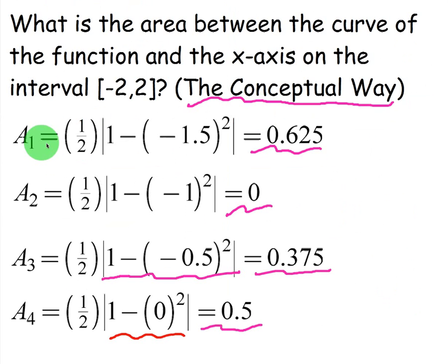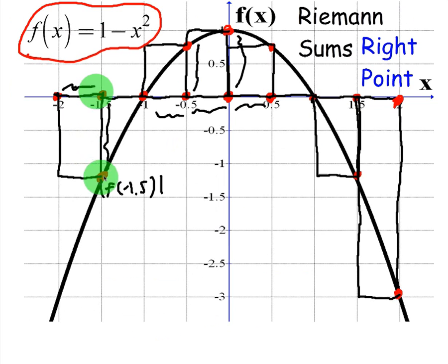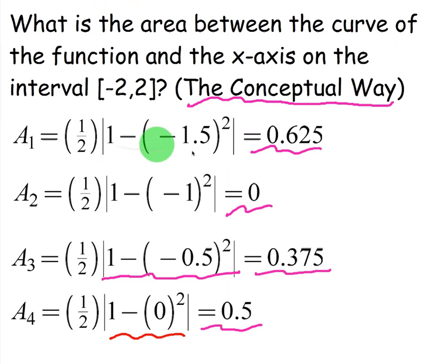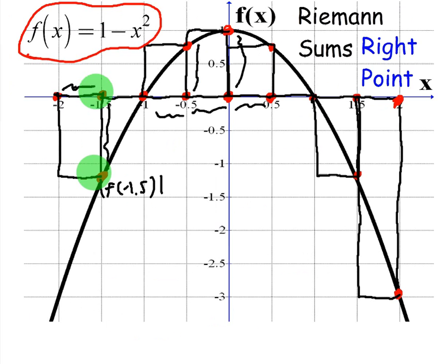So determine the area of the first rectangle for the right point method. We will start with that right x value of -1.5. To determine the height, we just go down until we hit the graph. So to figure that y value out, you plug -1.5 into this function. Then you multiply by the width, which is 0.5. And when we do that, we get 0.625, which will be the area of this first rectangle right here.